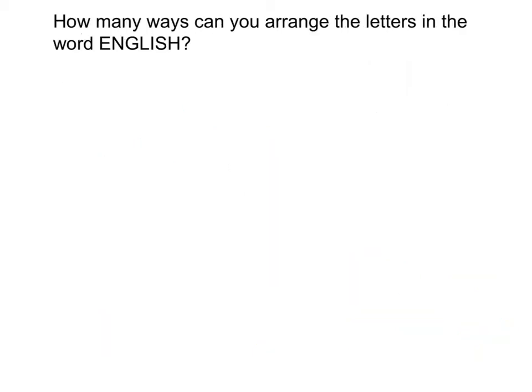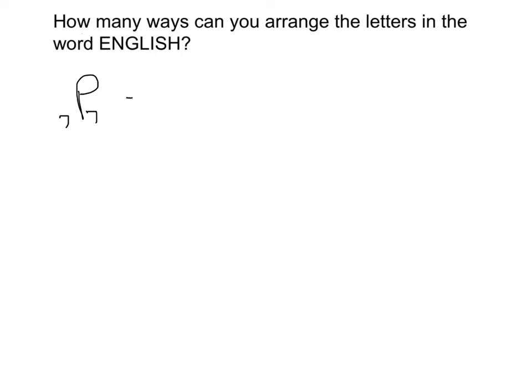So here's another example. How many ways can you arrange the letters in the word English? So if I count this up, there are 7 letters in the word English. And so for total arrangements, again, this is the permutation or the arrangement. I have 7 letters and I'm going to arrange all 7 of them.